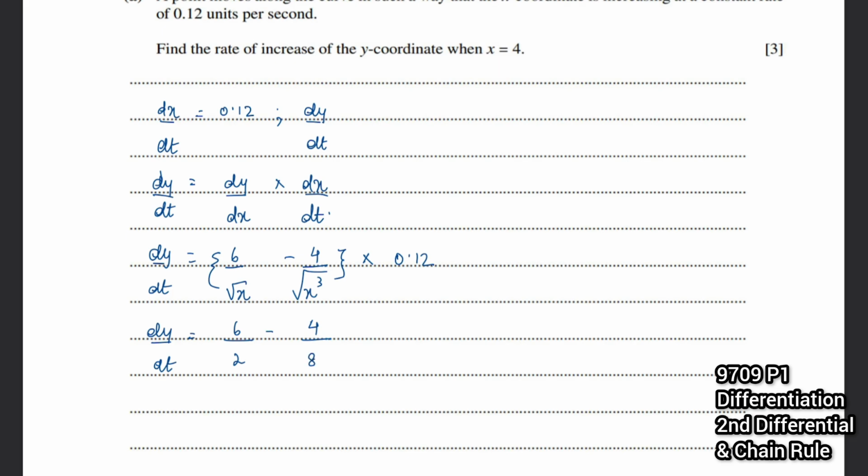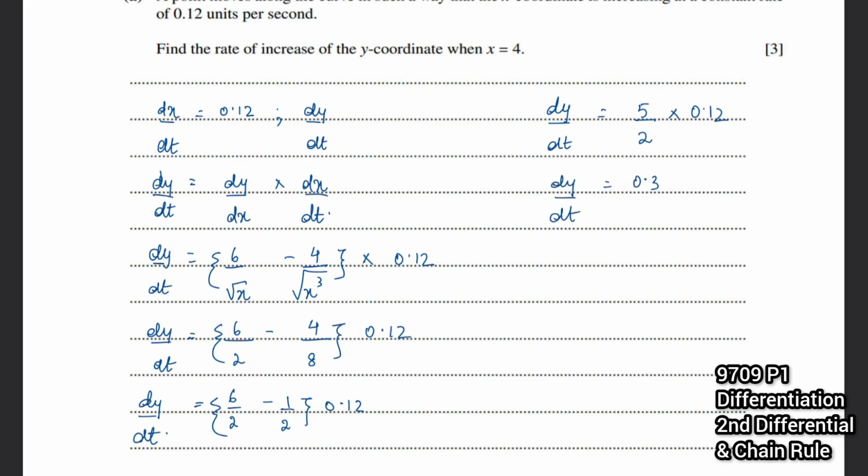So this is 8. The entire thing multiplied by 0.12 is equal to, I am letting it stay, 6 upon 2 minus 1 upon 2, into 0.12. dy by dt is equal to 5 upon 2 multiplied by 0.12, which is 3 upon 10 or 0.3 units per second.